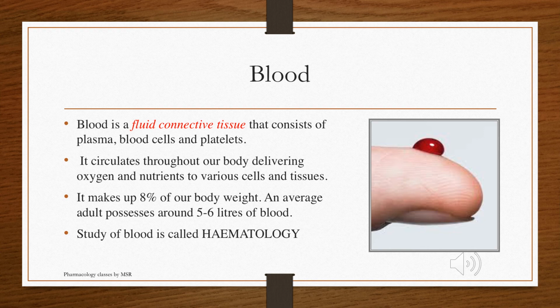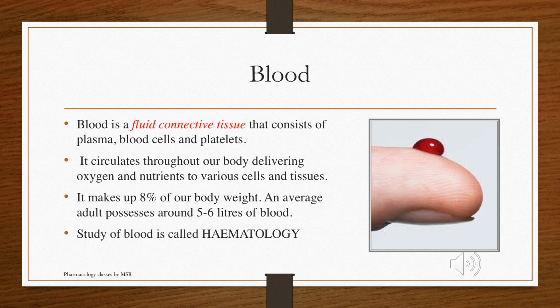So blood is a fluid connective tissue. It is a type of tissue which is fluid in nature, and it is connecting all the different parts of our body, and it contains plasma, blood cells and platelets. So what is the role of the blood? Blood is supplying oxygen to all the cells and tissues in our body. It is giving the nutrients required for the cells and tissues, and it is taking away the waste products or carbon dioxide from different cells and tissues.